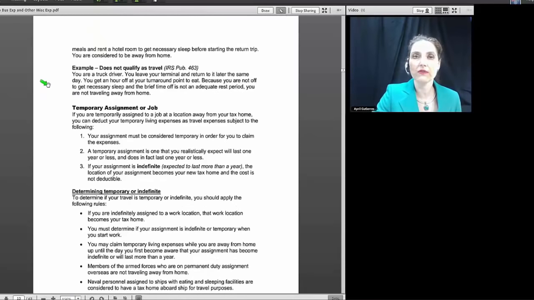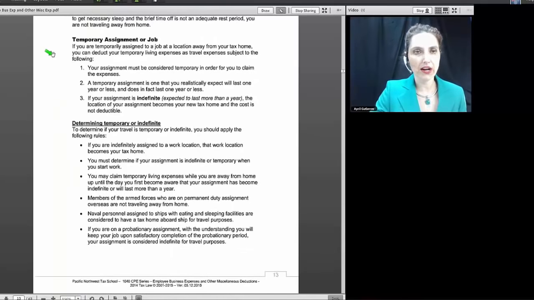Example number 2, though, doesn't qualify. You are a truck driver. You leave your terminal and return to it later in the same day. You get an hour off at the turnaround point to eat. Because you are not off to get necessary sleep and the brief time is not adequate as a rest period, you are not traveling away from home.